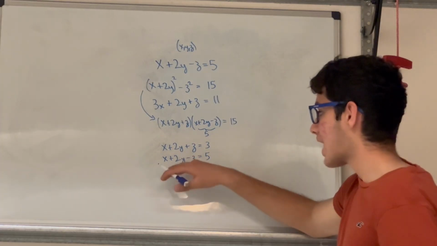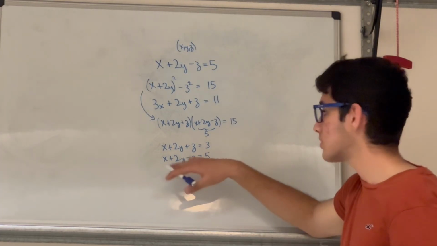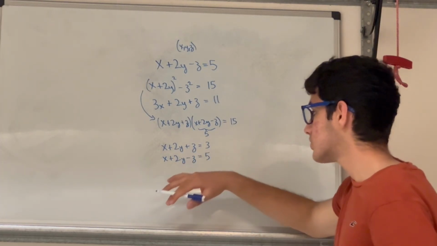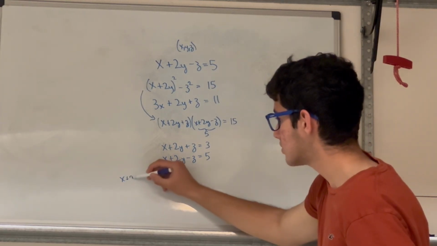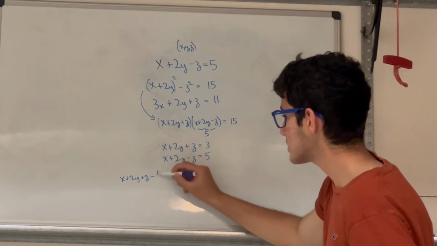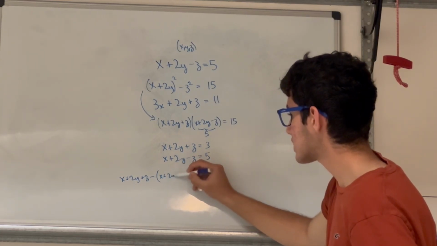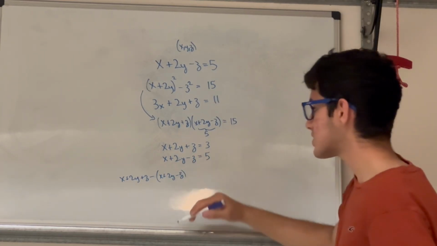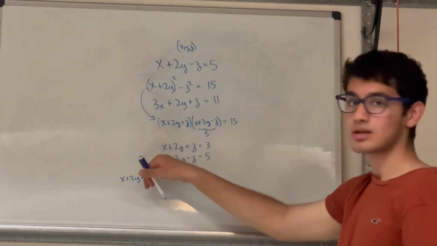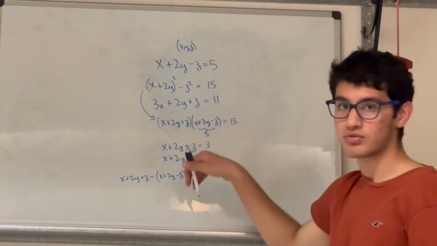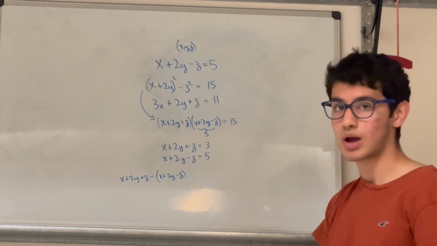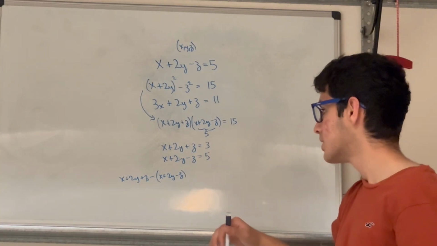We can subtract this entire second equation from the first equation. And in doing so, I'll write out the whole thing for you. x plus 2y plus z minus this entire thing, so x plus 2y minus z. The reason we're subtracting it is because the x and the minus x will cancel out, the 2y and the minus 2y will cancel out, and we'll just be left with a few z's. Right? That's why we're doing it, because now we can solve for z.